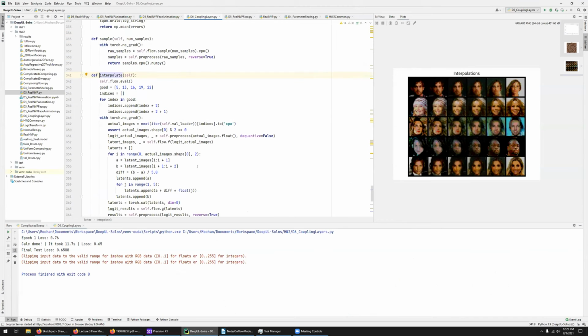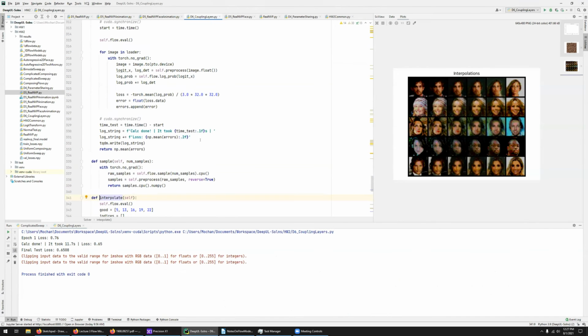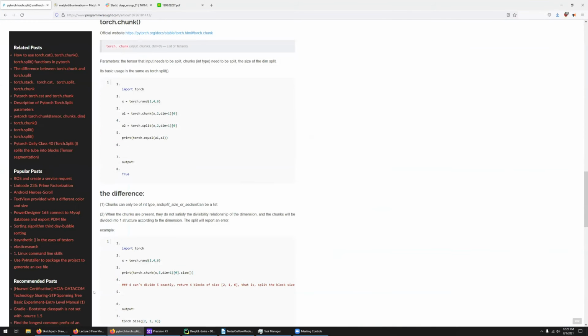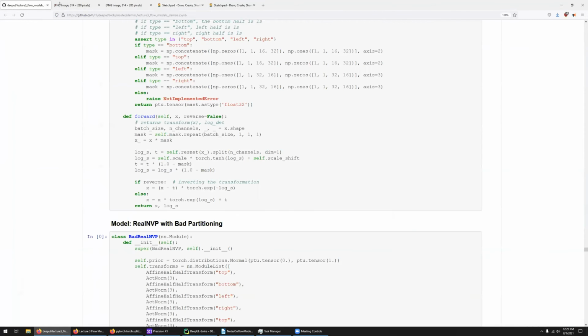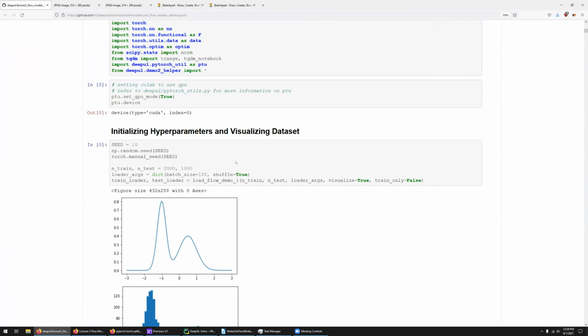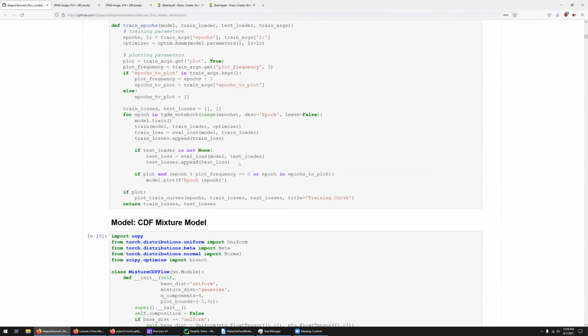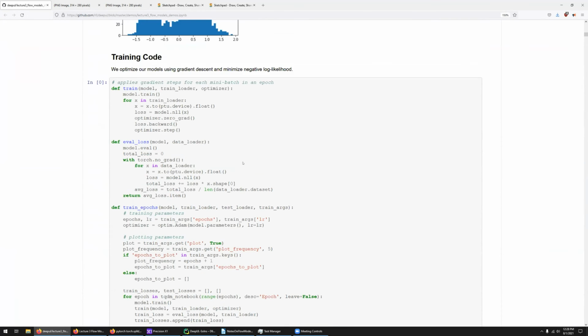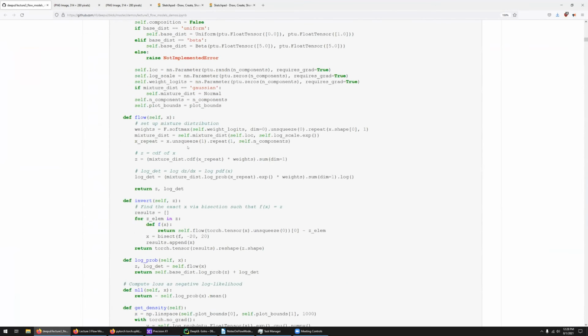So I can go back to some of the collab stuff. Where were we? Right, so this was the first one, fitting a 1D continuous distribution. We looked at it last time, and the confusing part was the flow part, right?